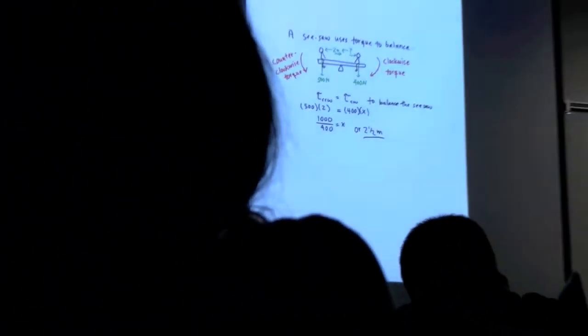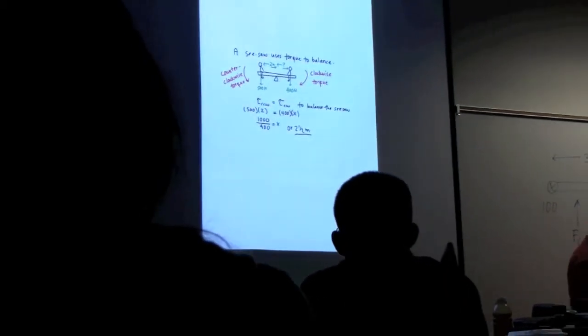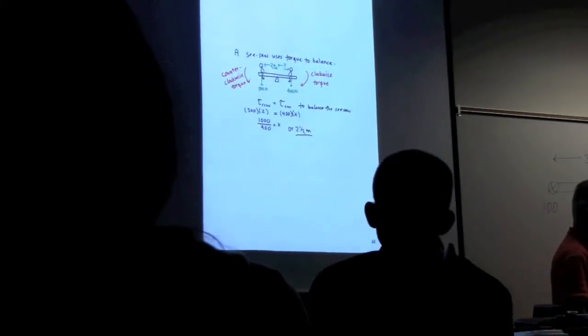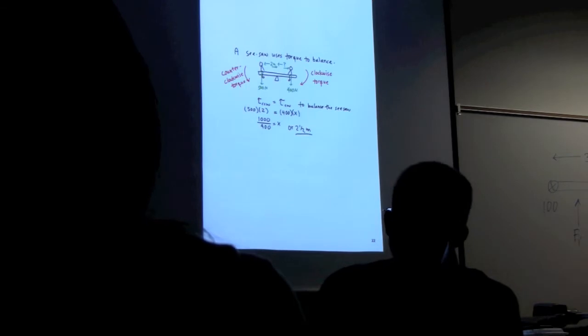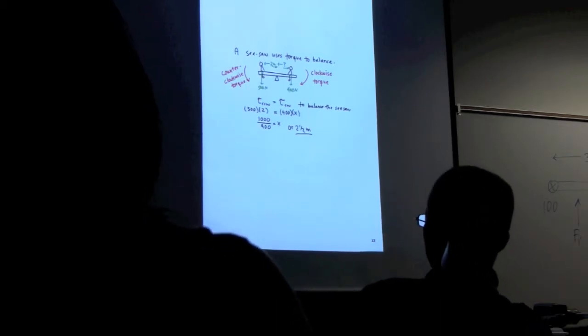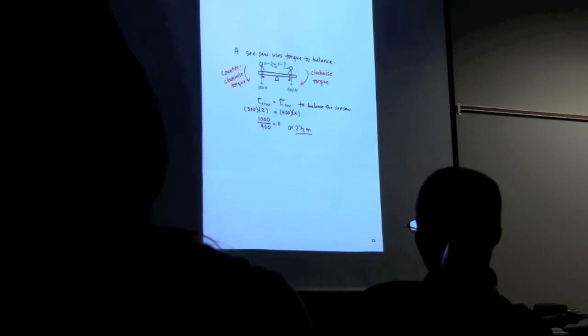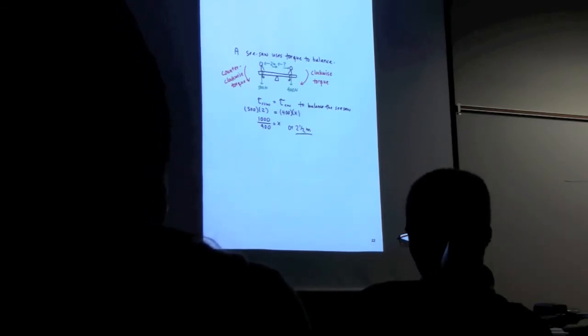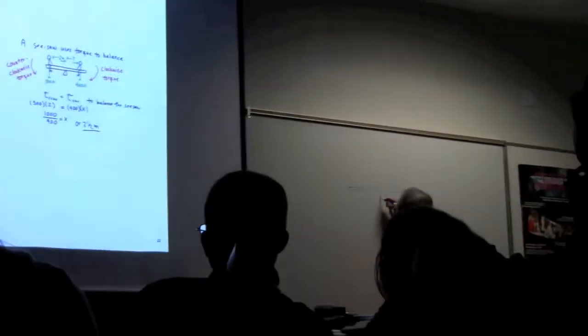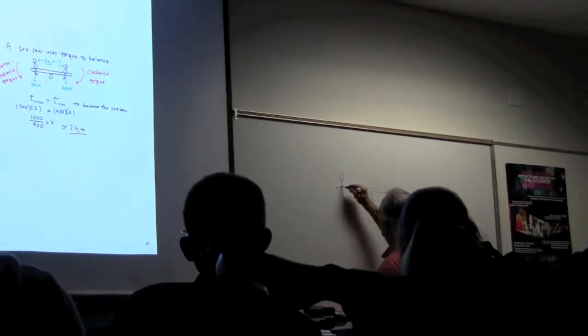Seesaw. How do you balance on the seesaw? How do we balance on a seesaw? It's because the torque in one direction has to equal the torque in the other direction. So, like I have up there, if we have the seesaw balanced in the middle, you've got one person here, and you've got another person over here, let's say.